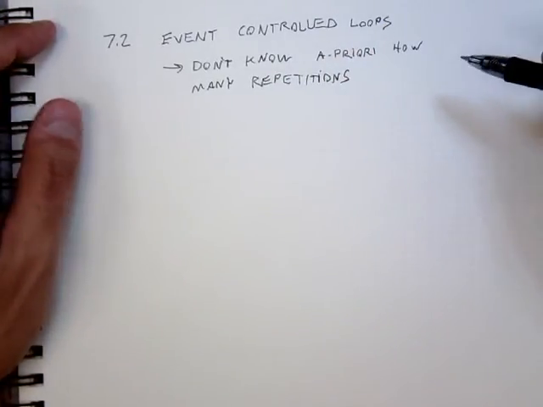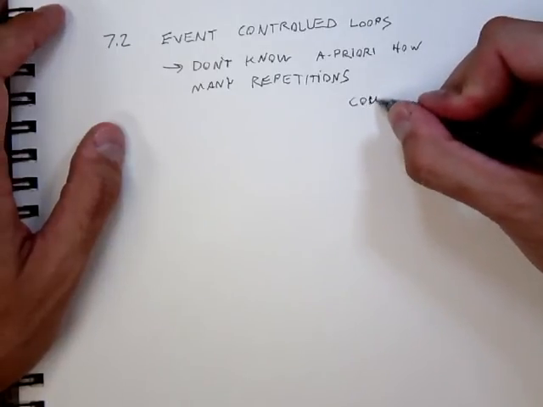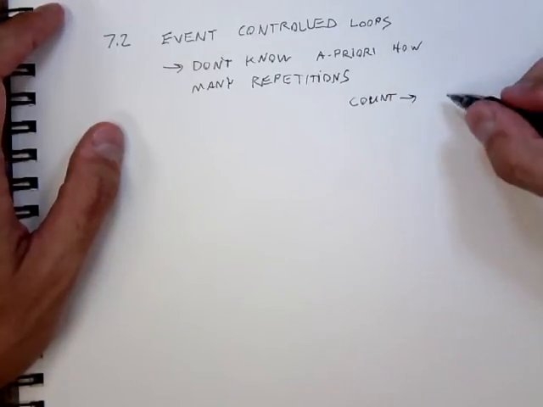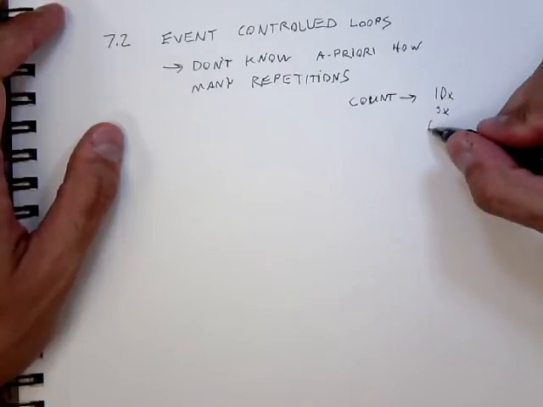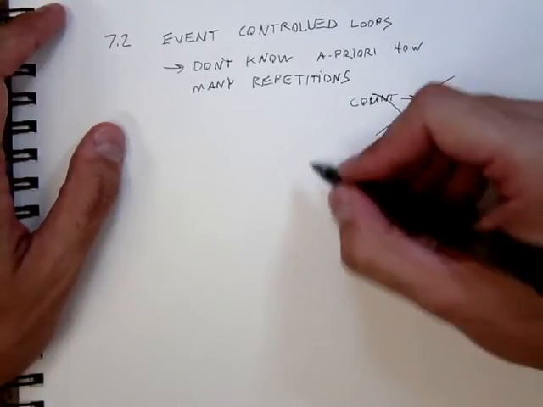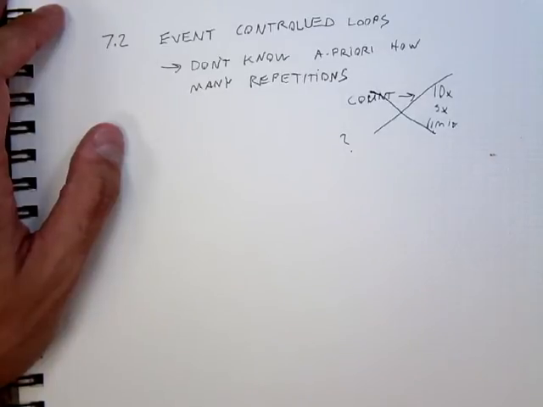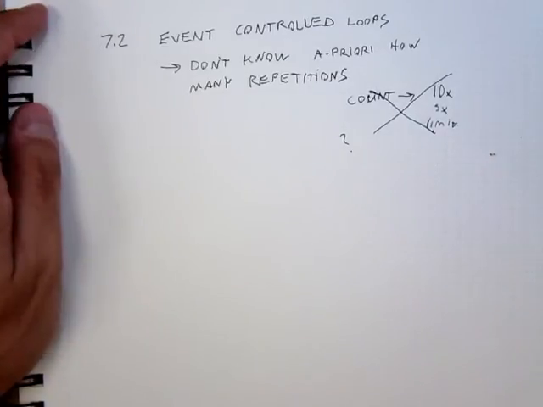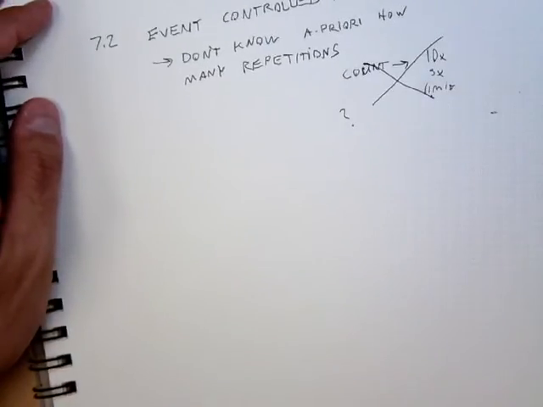The idea in a count controlled loop, you would know that it would be doing it 10 times or 5 times. However, you have some limit, right? But this is not count controlled. For an event controlled loop, we just don't know how many times it'll repeat. And here is an example from your book of an event controlled loop.